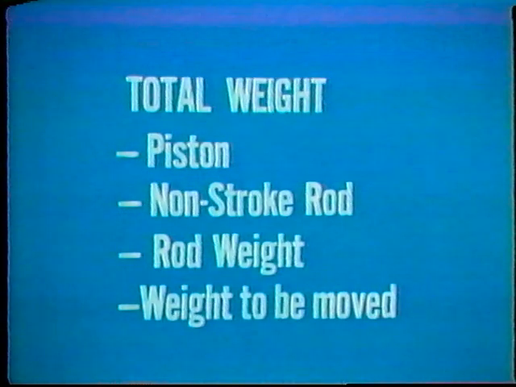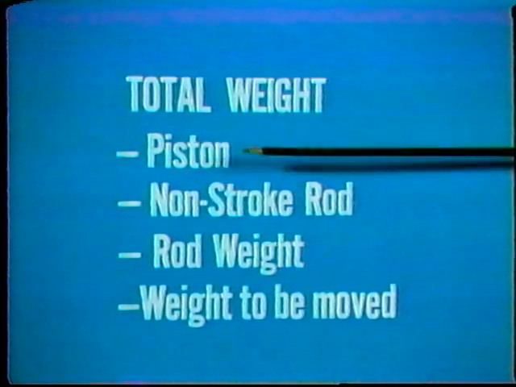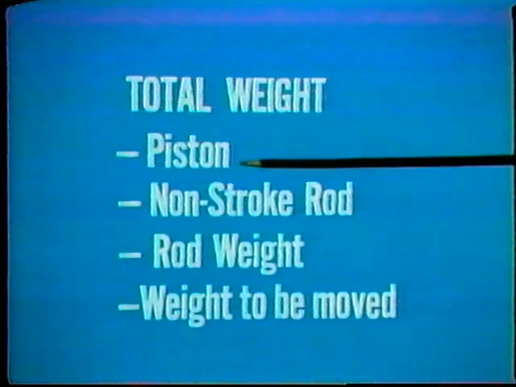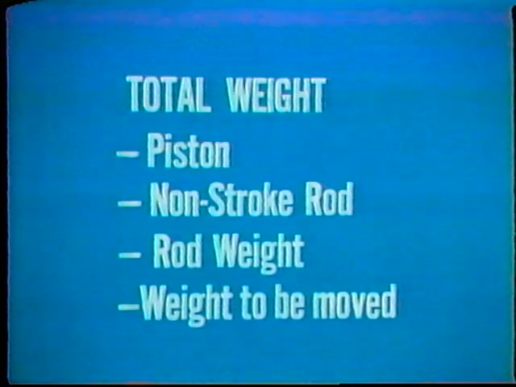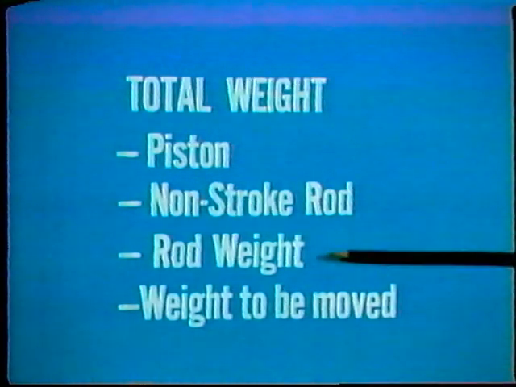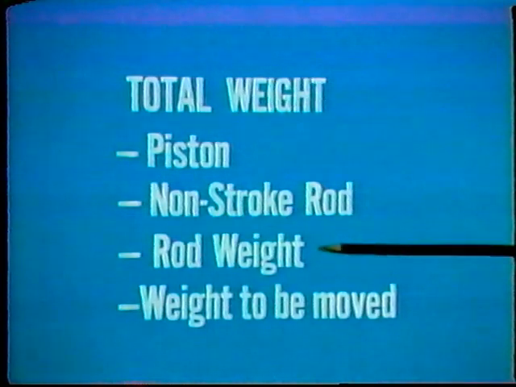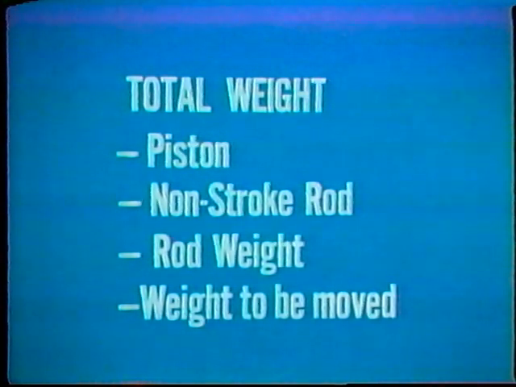We'll start by defining what we mean by total weight. There are four main components. First, we have to consider the weight of the piston itself. Then, what is called non-stroke rod weight. It's just the weight of the rod that's still inside the cylinder when the rod is at its maximum extension. Next, we add on the weight of the rod that's outside the cylinder, and that will just be the length of stroke times the rod's weight per inch. And then finally, the weight of the load itself.